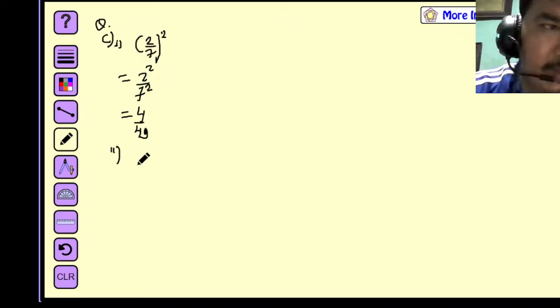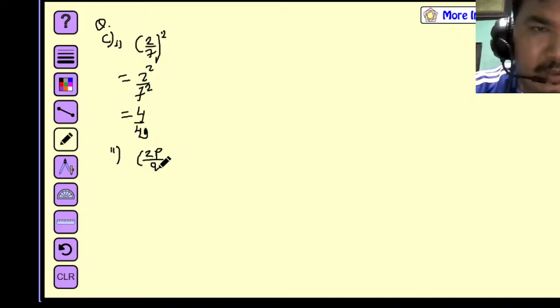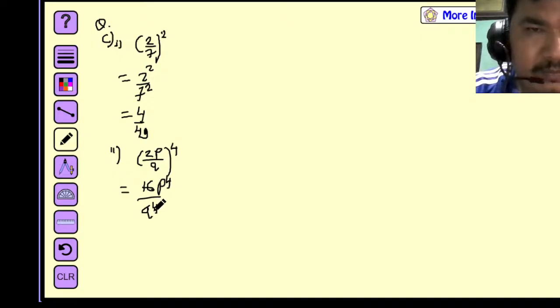See, if there is asked the question (2p by q) in bracket, and its whole power is asked 4, right? Now remove the bracket, then 2 power 4 means what? 16, because 2 multiplied by 2 multiplied by 2 multiplied by 2, 4 times. It will be 16, and p power also 4, and down we have to write here q to the power also 4, right?